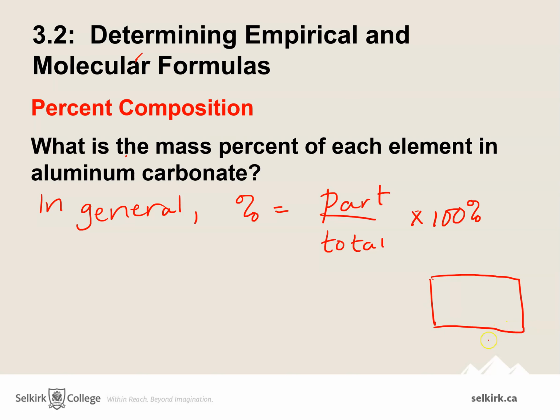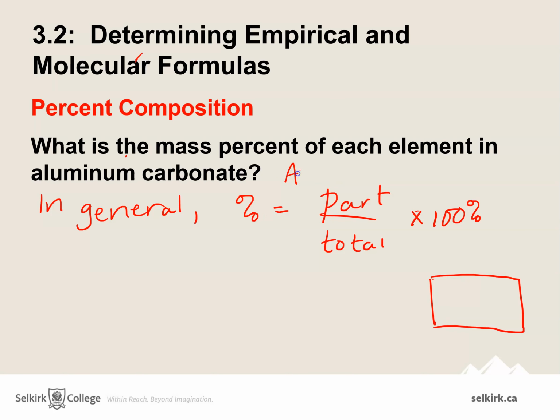Well, I'm analyzing a compound here. And I want to know what percentage of this compound is, say, aluminum. What's the percentage of the other elements? I think to do that, I'm missing something. I think I'm going to have to come up with the formula of aluminum carbonate to know what elements are in it. So you might want to pause the video here and write the formula for aluminum carbonate.